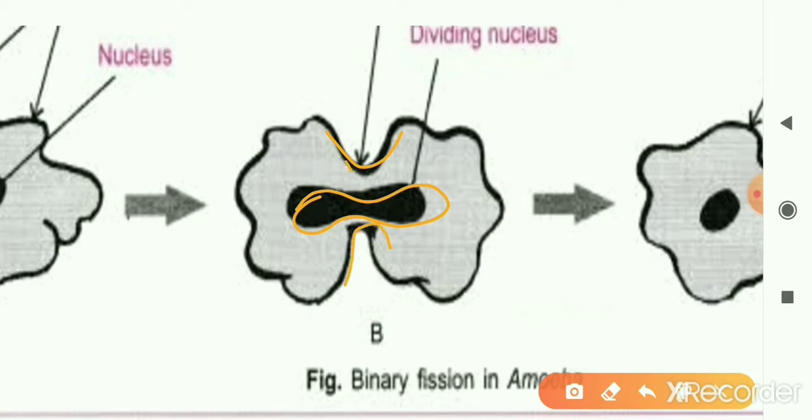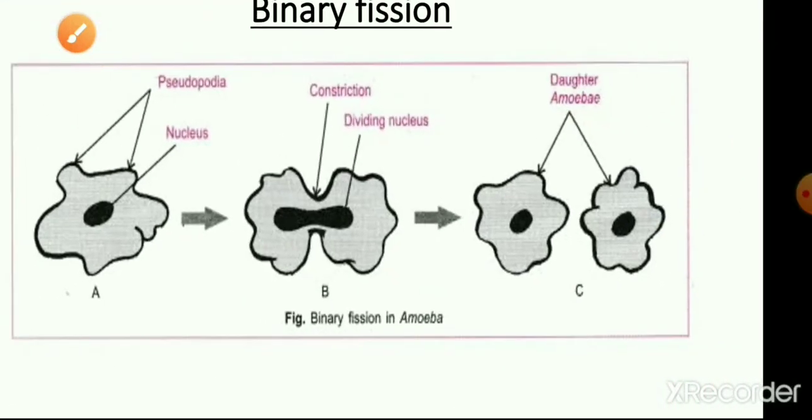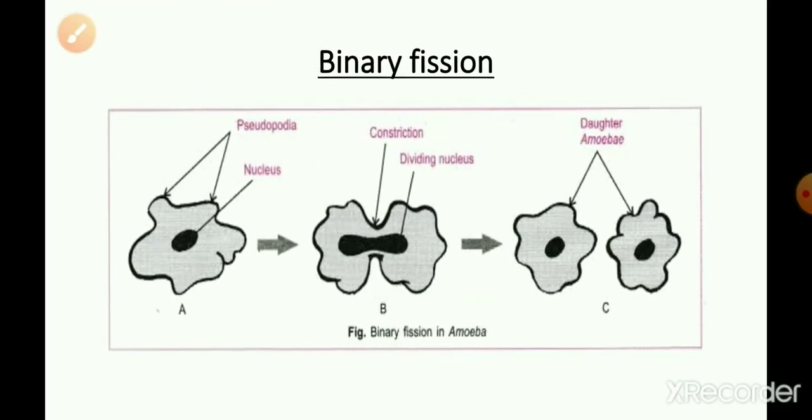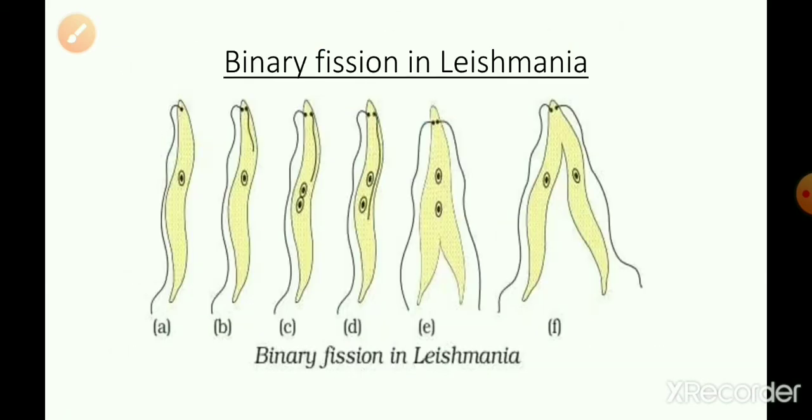This constriction keeps on deepening, and as it deepens, the constriction will finally totally divide the cell into two, and thus two daughter cells are formed. Not just amoeba, paramecium, Leishmania, or the euglena, they also multiply by the process of binary fission. But you find there is a difference.